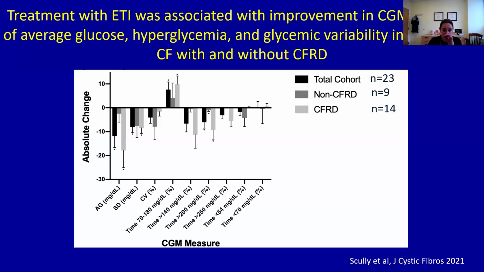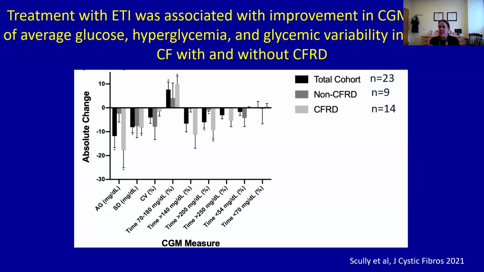We found, interestingly, that patients who were treated in this group had significant improvements. This is the total cohort here in black in their average glucose, and also in time spent in hyperglycemic ranges, which got lower. And their time in target range actually got better after they started treatment with ETI. This was most pronounced in those who had diabetes, but even those people without diabetes had less time in hyperglycemic range after starting treatment.